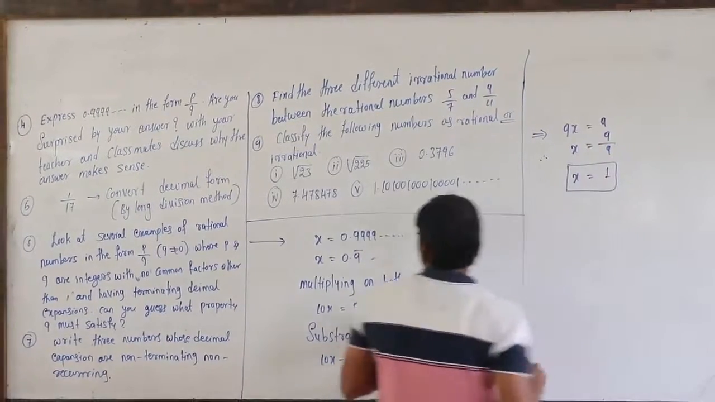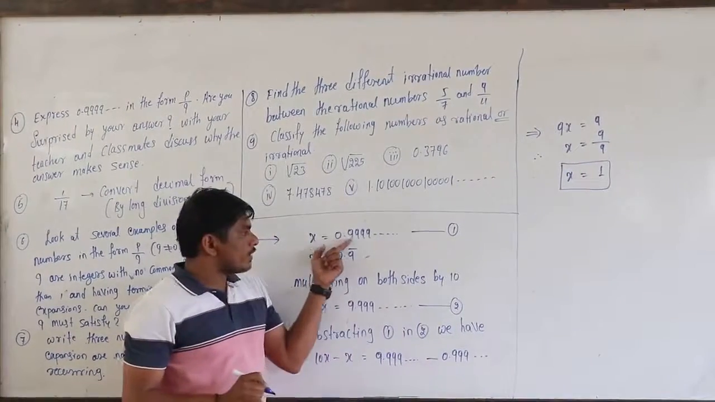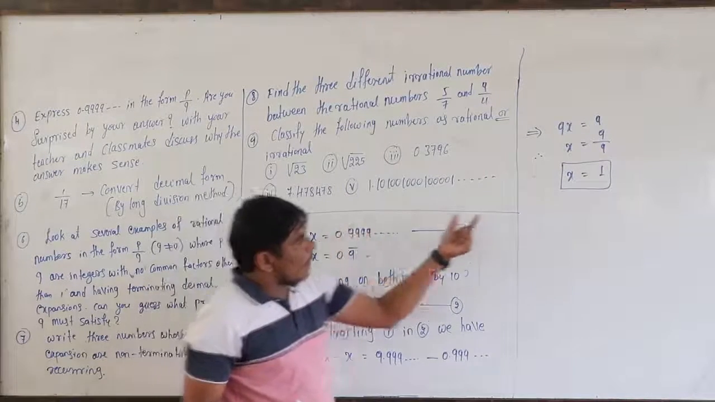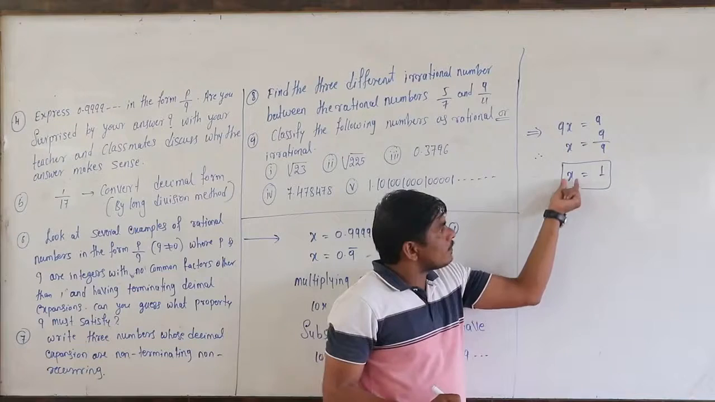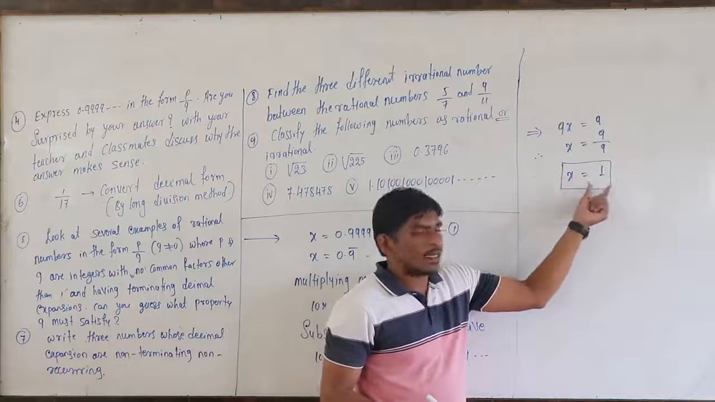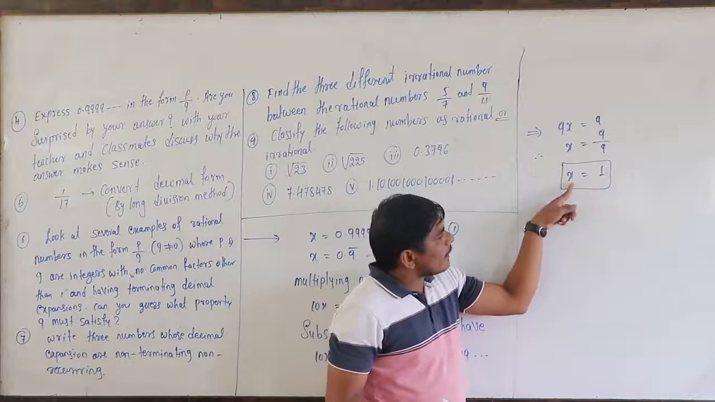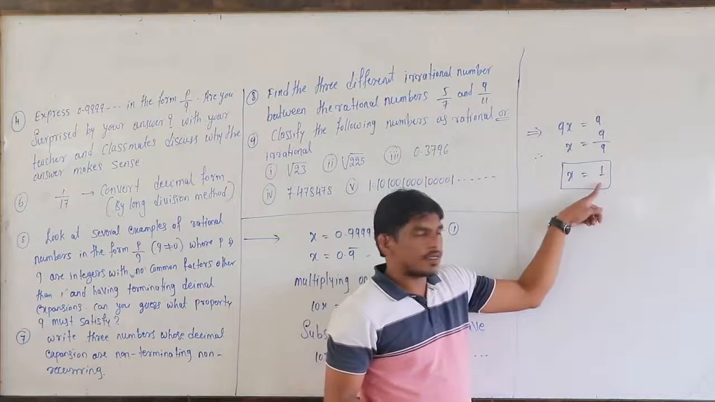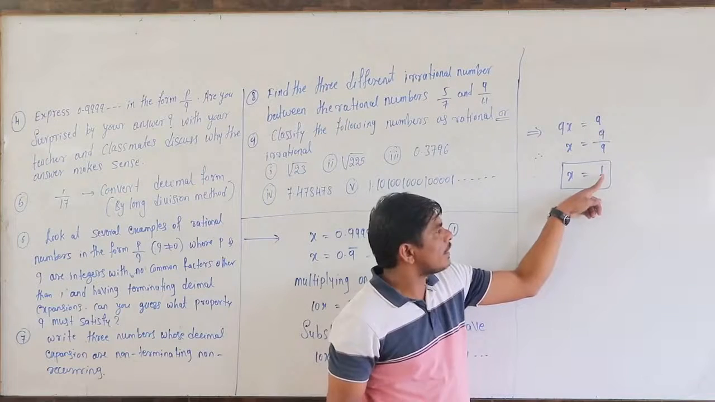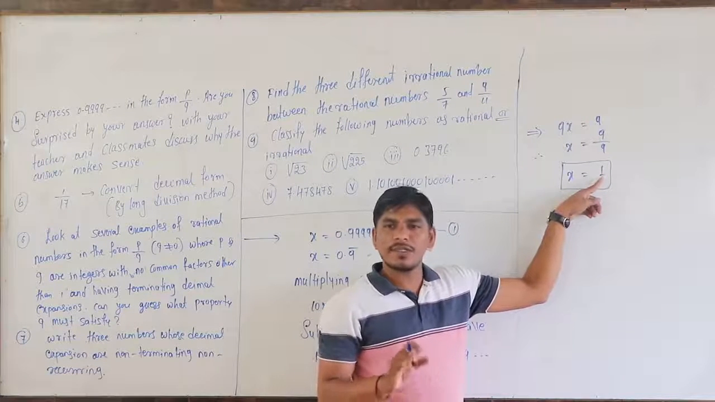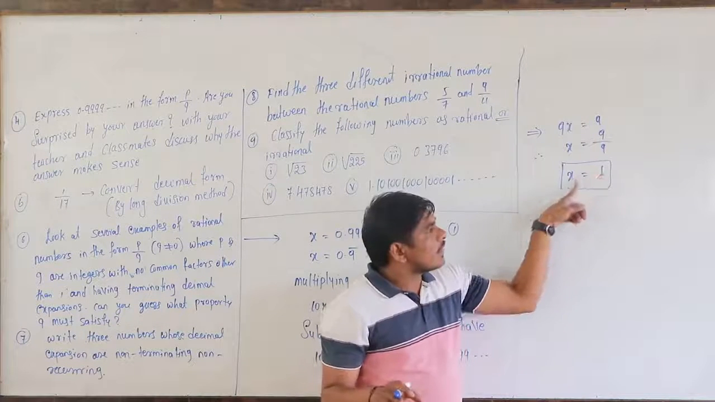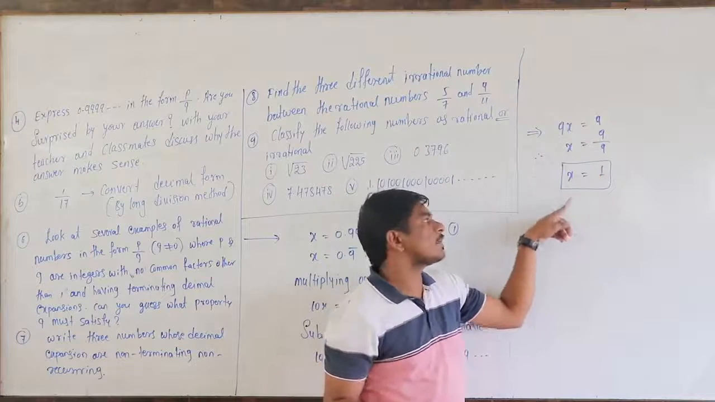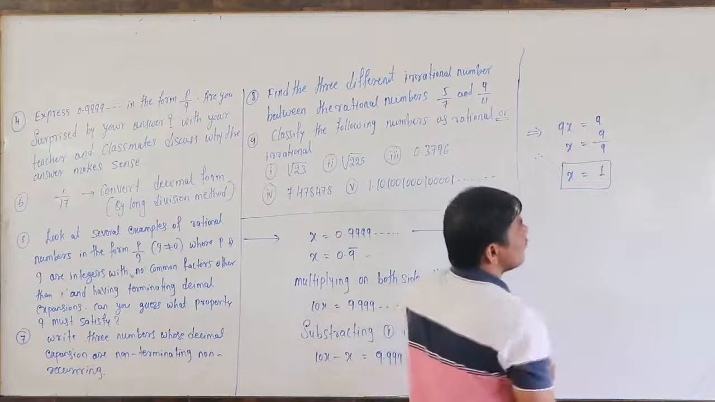Now we considered x is equal to 0.999, and after simplification we calculate that the x value is 1. It means the x value is nearer to 1. Now we have converted it in the form of p by q. Here this is an integer. All integers are rational numbers. Here x is equal to 1, it means 1 by 1. The denominator is always 1. That's why x is equal to 1 only.